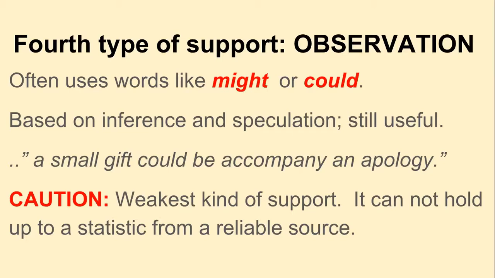A reliable statistic will kind of shred an observation if you were in a debate or something, but it is still very useful, especially in a persuasive, but also in a story, or in your conclusion, where you're trying to give value to the reader and kind of tell them what you would like them to take away from this. So here's one example from the topic, a gift. A small gift could accompany an apology. So that would be one way that it would work to use as a support and would be perfectly fine.